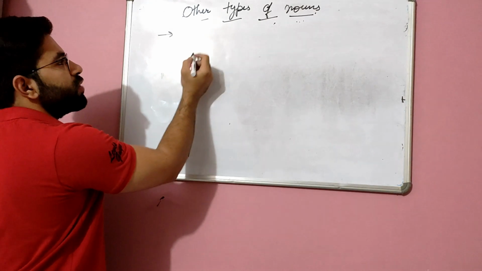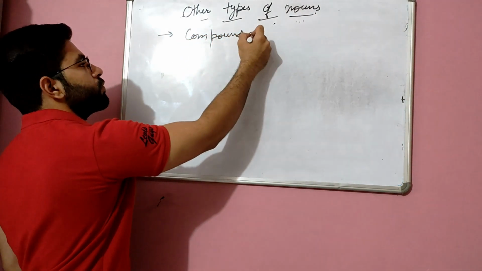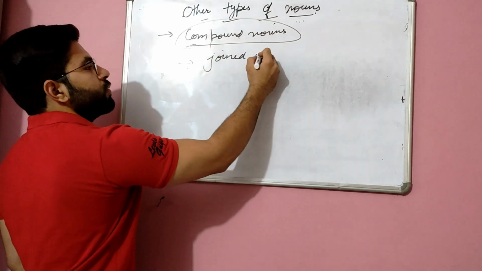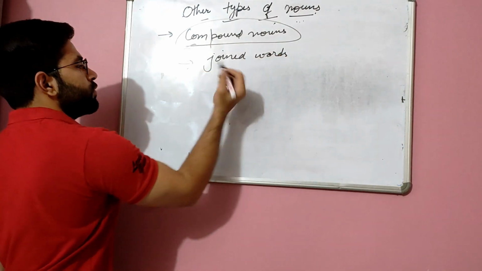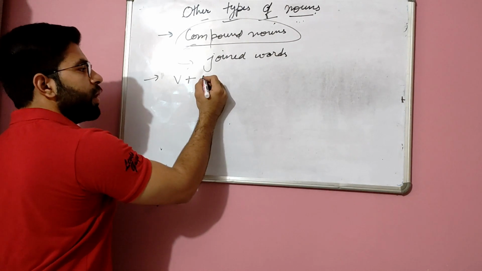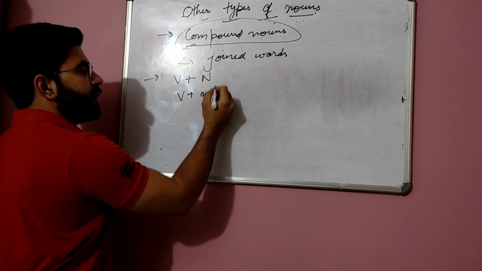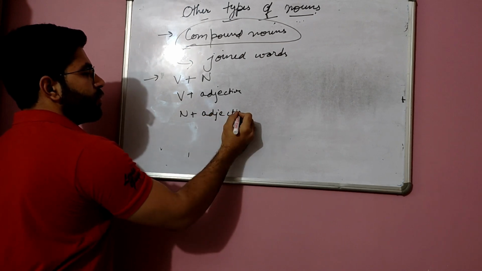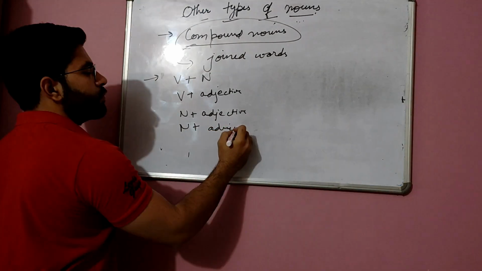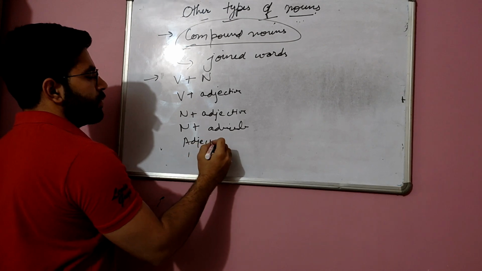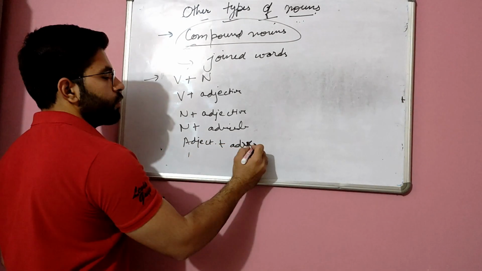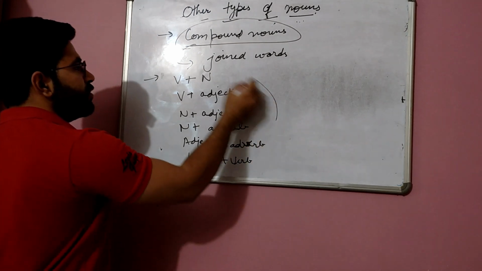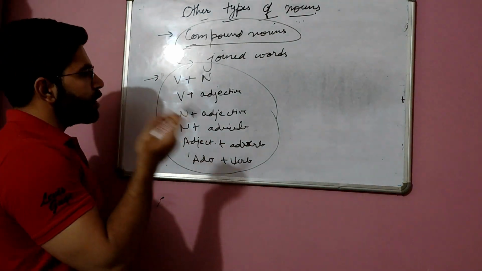And the last type of noun we have is compound nouns. So these nouns are the joined words. When we join two words, for example, verb with a noun, verb with an adjective, noun with adjective, noun with adverb, adjective with adverb, adverb with verb. So when we join two different types of parts of speech together, we form compound nouns.